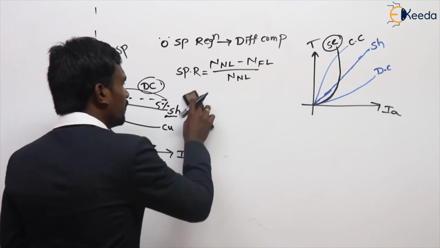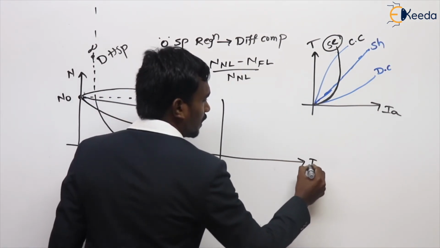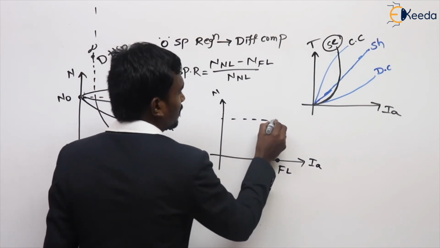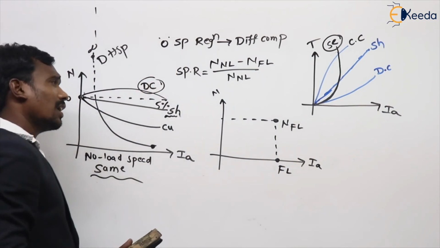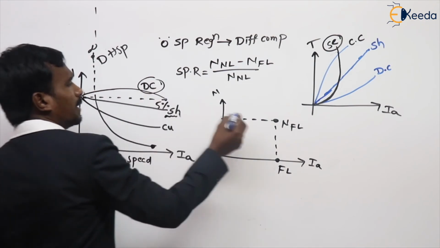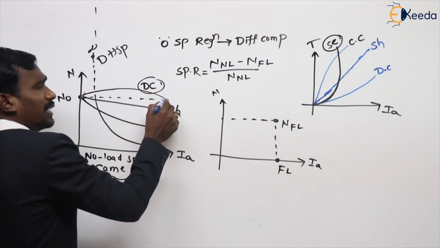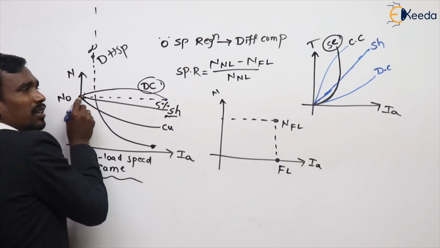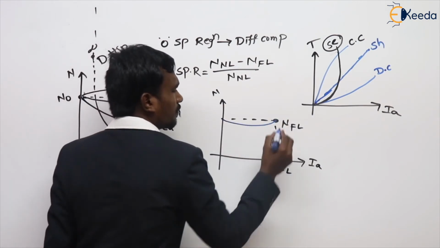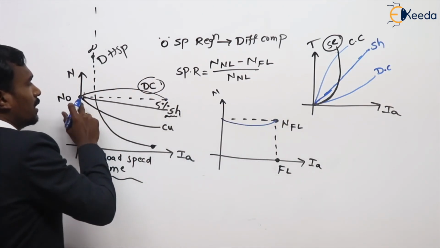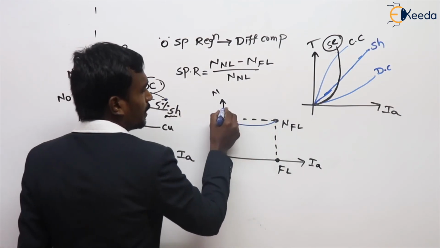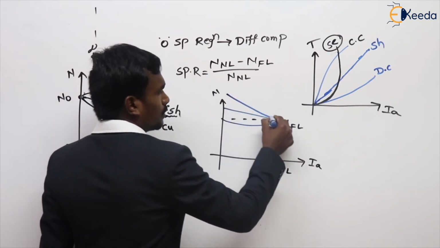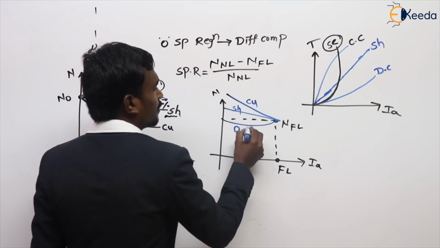For example, take the same graph for the same full load speed. This is the current and this is the speed. For example, this is at full load, this is the full load speed. Then how is the graph? If the full load speed is the same, observe here: if the full load speed is here, the no load speed is here. For the next one, the no load speed is somewhat greater. As usual, this is for cumulative, this is for shunt, this is for differential compound.